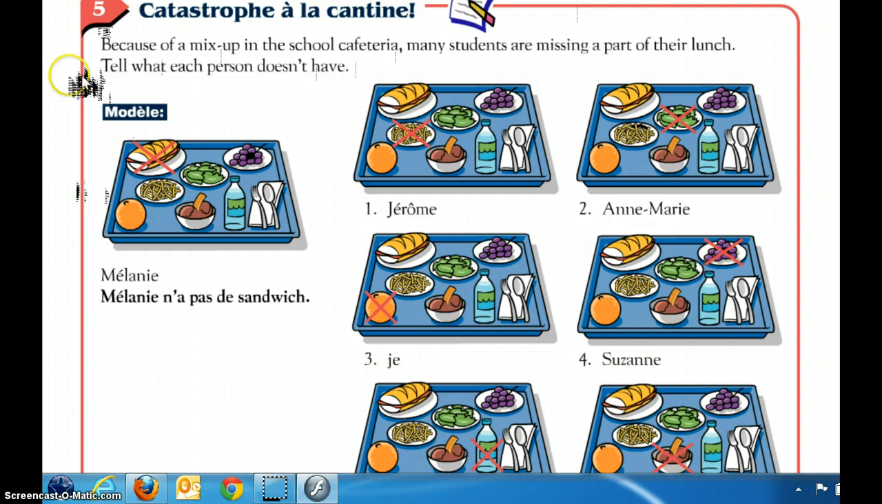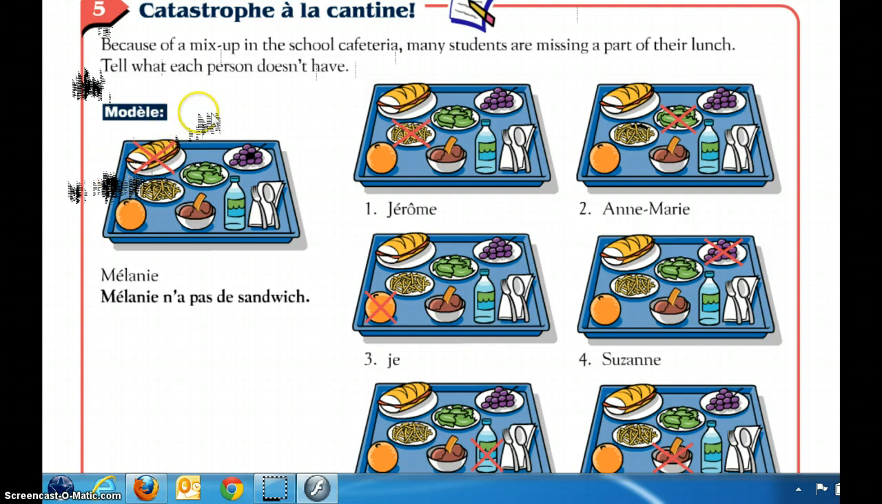So in this case, we have a sandwich that's marked off. So we make a sentence and say, Melanie doesn't have a sandwich. Melanie n'a pas de sandwich. So we're using the form of avoir. J'ai, tu as, il a, nous avons, vous avez, ils ont. Right? In between the ne and the pas. And then right after the pas, we put de. Because you need a form of avoir, negative, to have a de or d apostrophe after it.